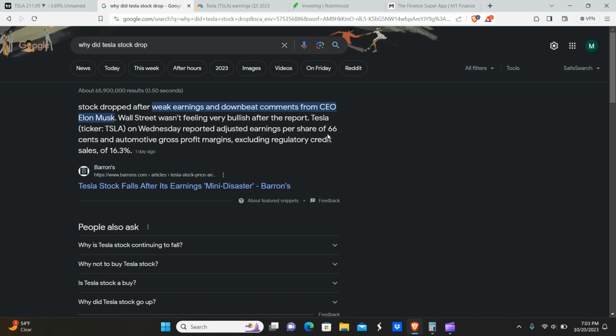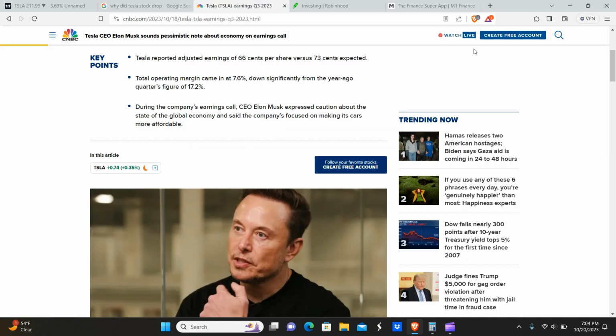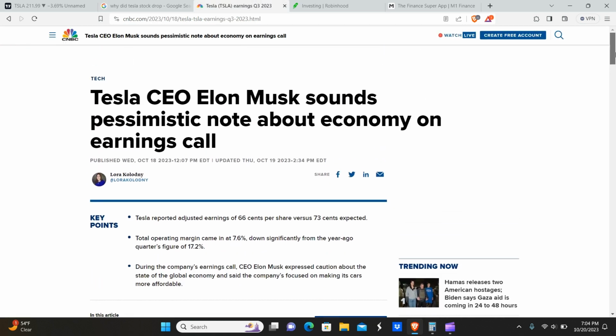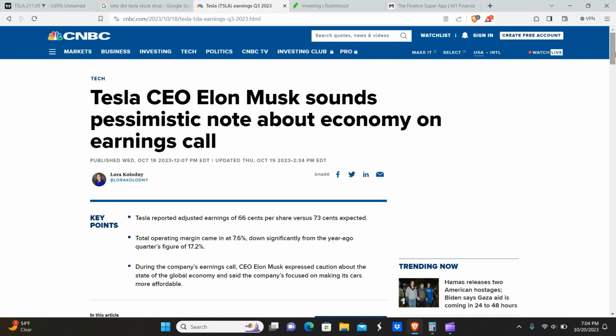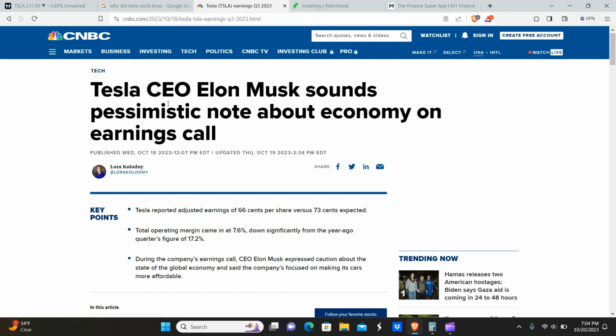It reported adjusted earnings per share of 66 cents and automotive gross profit margins, excluding regulatory credit sales, of 16.3%. So if we go into the actual earnings call, I guess this is like a transcript. We'll read some things off of this just so you guys understand. So it says Tesla CEO Elon Musk sounds pessimistic note about economy on earnings call.